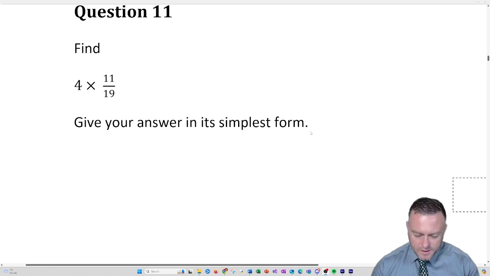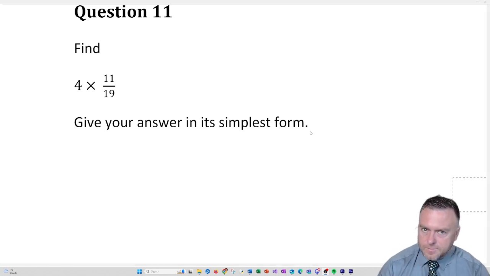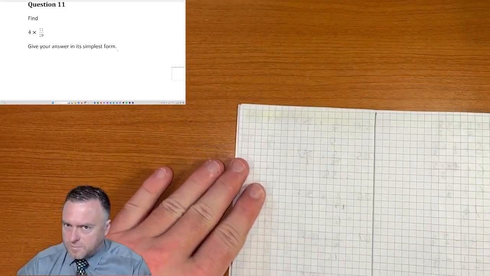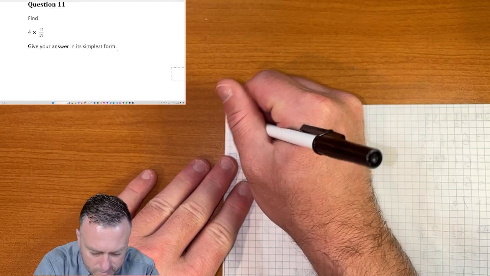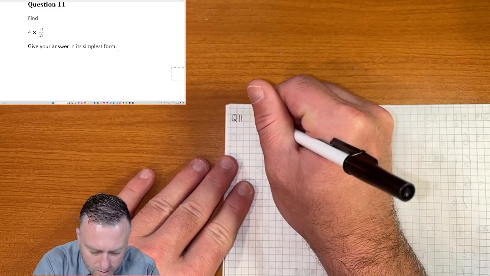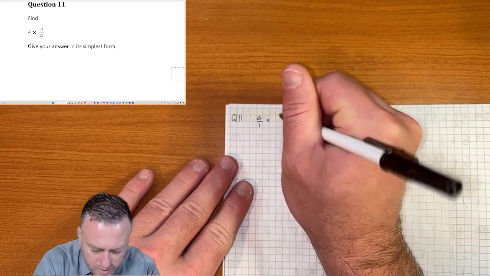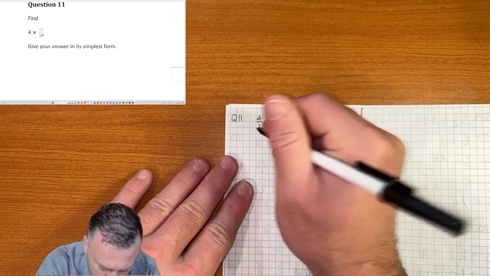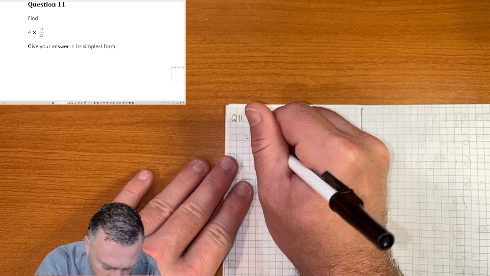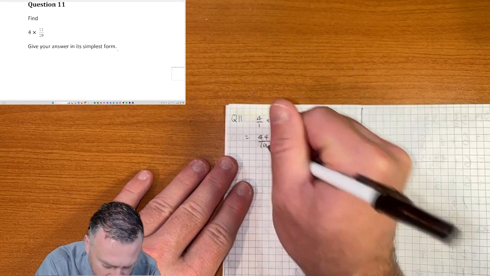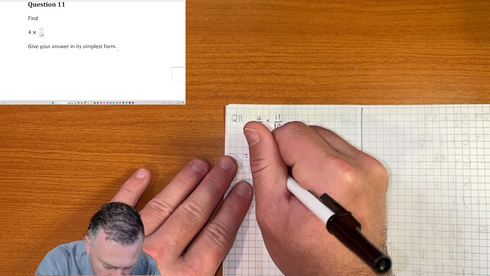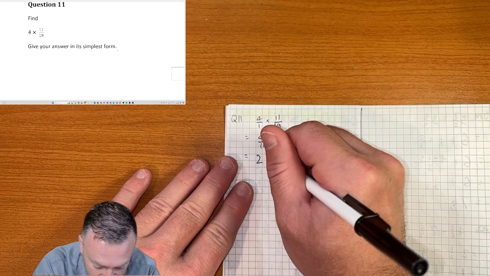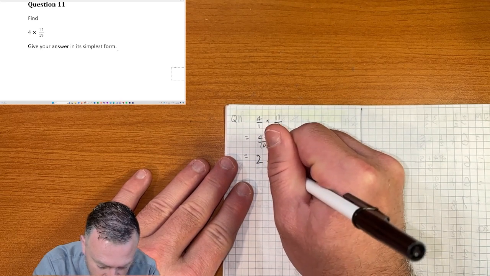Four times 11 over 19. Question 11. 4 over 1 times 11 over 19. Just going to give you 44 over 19. So then going to give you 2, and that's going to be 38. So the 40, that's going to give you 6 on 19.